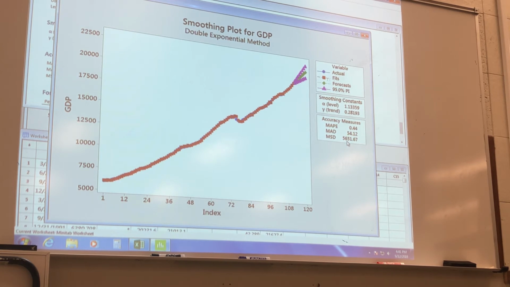And take the square root of this and you get RMSE, 5651. If you took the square root of that, you get the unit error. Okay? So it seems to be pretty accurate.